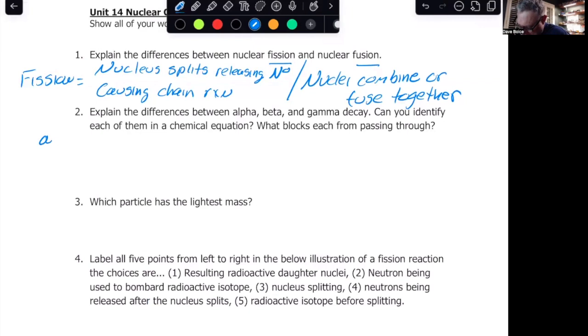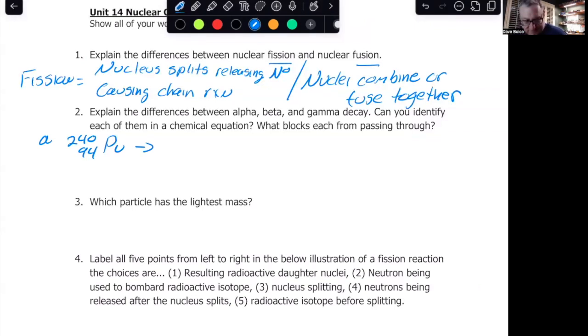Let's start with alpha. Now you need to be able to recognize these. So let's look at 240 over 94. 94 protons means plutonium. Remember, the 240 is the sum of the protons and the neutrons. So if I wanted to know how many neutrons there were, I would just subtract 94 from 240. But what I want to do is show alpha decay. And alpha decay is two protons and two neutrons.